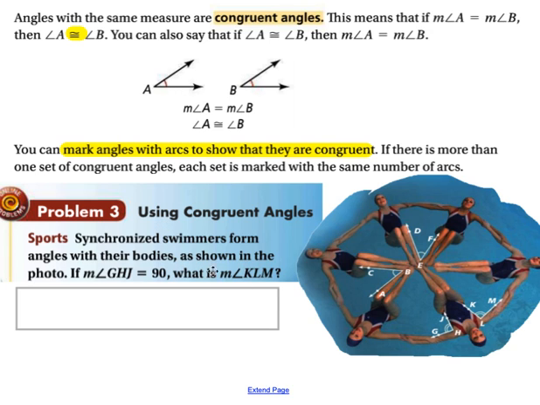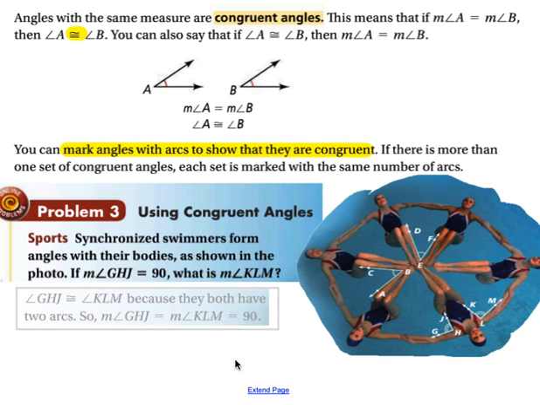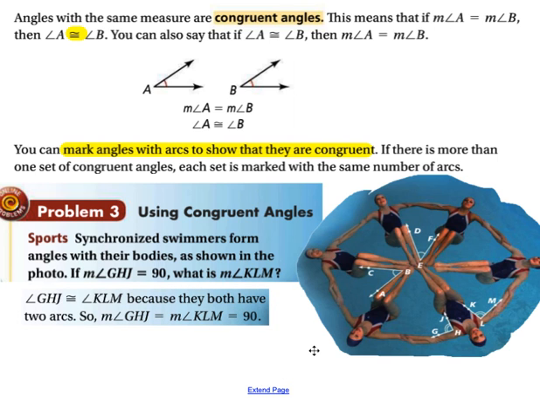Here's an example. It says synchronized swimmers form angles with their bodies as shown in the photo. If the measure of angle GHJ is 90, this angle right here, what is the measure of angle KLM? KLM is just on the opposite side of her arm. Since those are congruent according to the diagram, you see they both have two little arcs, then we can assume that those are equal in measure, so it must be 90 degrees.